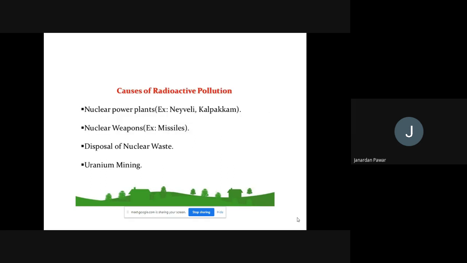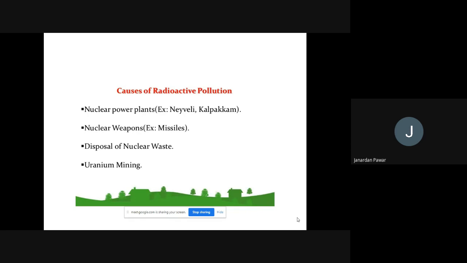So this is what I would like to tell you about radioactive pollution. Then causes of radioactive pollution. There are so many causes, and these are nuclear power plants. I think we have nuclear power plants in India, and from those power plants, radioactive pollution or radio nuclear reactions result. Nuclear power plants are located at Neyveli and Kalpakkam. Kalpakkam is in Kerala.